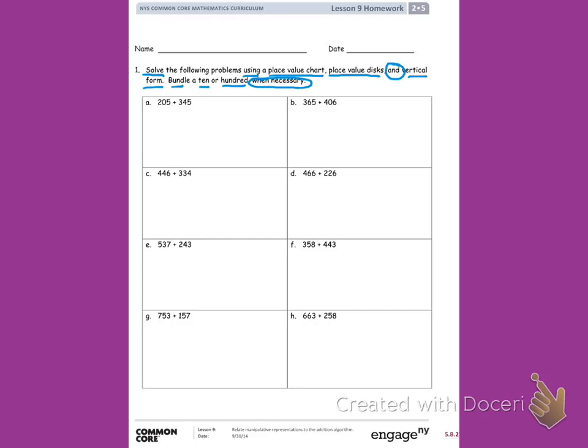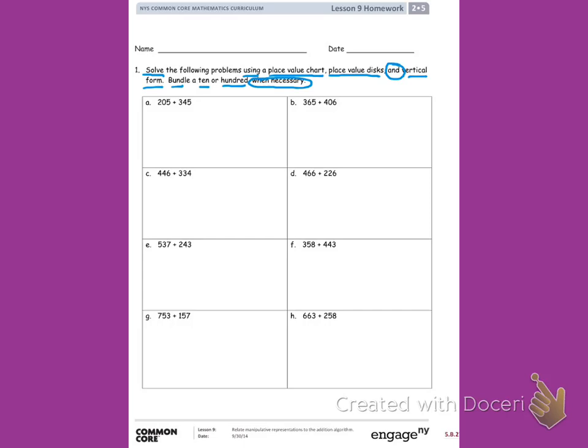Just like in Lesson 8, I circled the word "and" to remind myself that I must use each of the strategies that are listed. If it said "or," that means I could choose. I also circled "when necessary" to remind myself that it may not be necessary to bundle a 10 or 100.